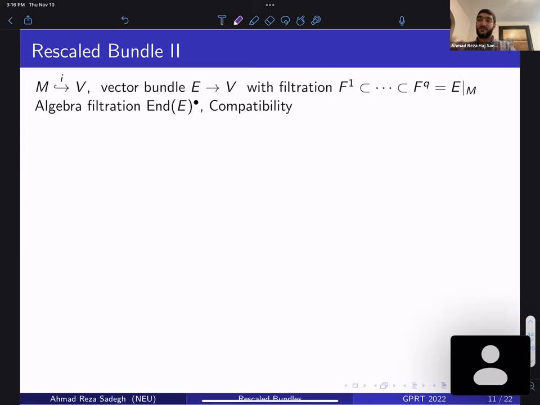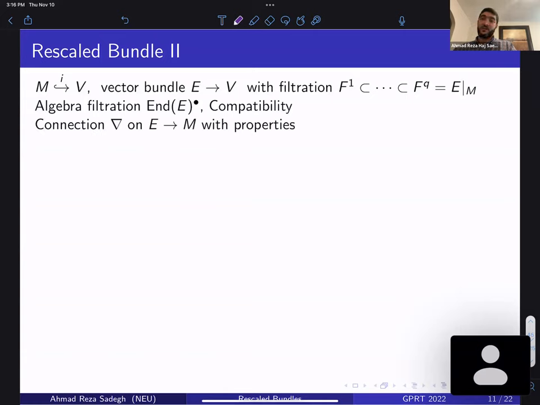Even though this data looks scary so far, you can actually assume that you start with any vector bundle and you have a trivial filtration, because anything has a trivial filtration and everything is going to go through too. So I'm just saying that this is the extent that our construction can generalize to.